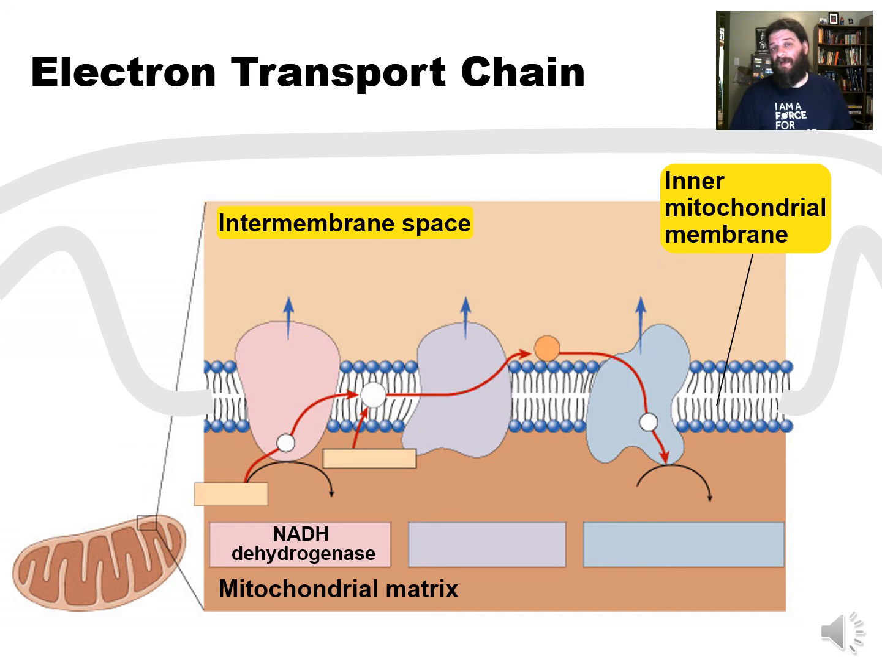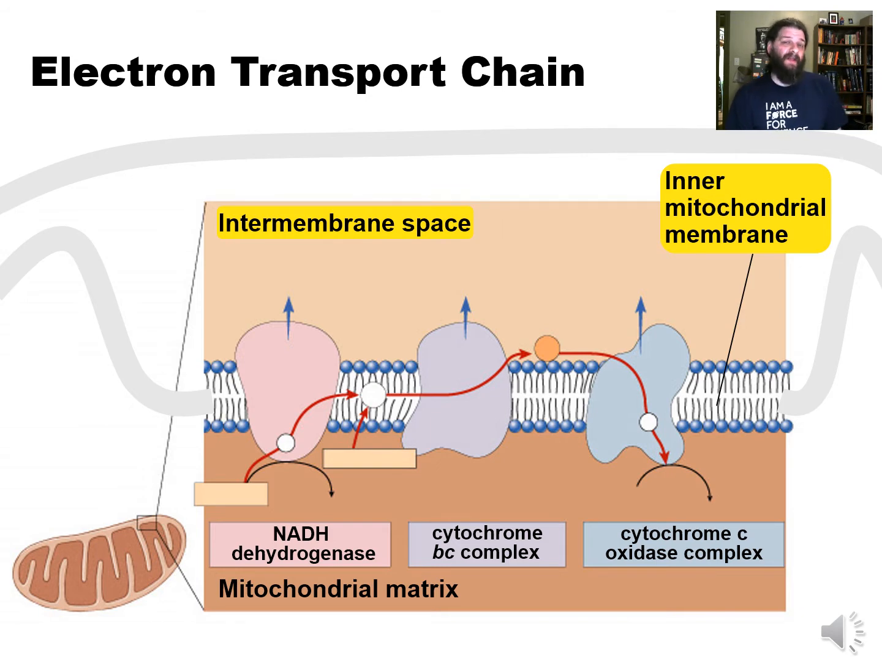Now, the first character we're going to meet is complex 1, known as NADH dehydrogenase. The next group of proteins, this is one individual protein, is called complex 3. I know we skipped complex 2. We'll get back to that in a second, but this is the cytochrome bc1 complex. And then the third complex, which is complex 4, is the cytochrome c oxidase complex.